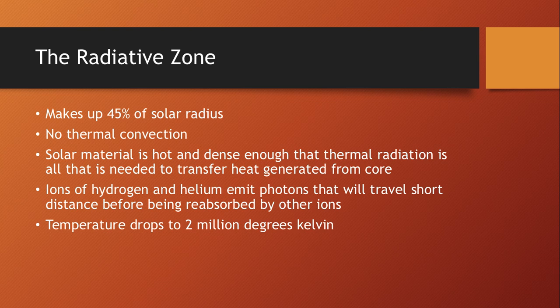So in this layer, ions of hydrogen and helium emit photons that will travel short distances before they are reabsorbed by other ions. And as I said a second ago, the core of the sun is about 7 million degrees Kelvin, and the radiative zone drops to about 2 million degrees Kelvin. So between the core of the sun and the radiative zone, there is a 5 million degree Kelvin difference.